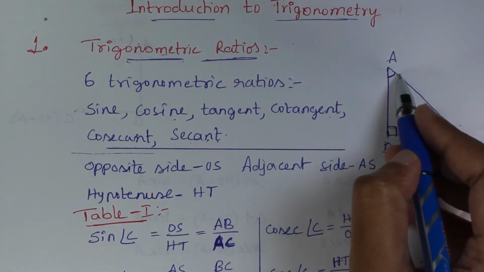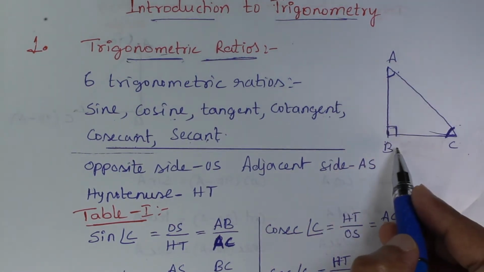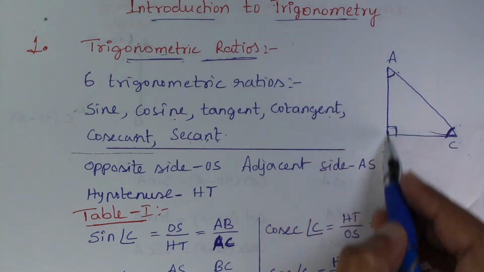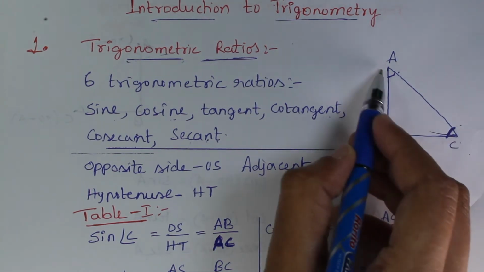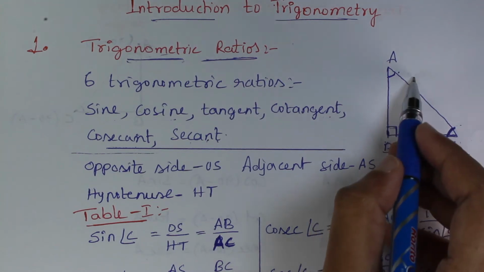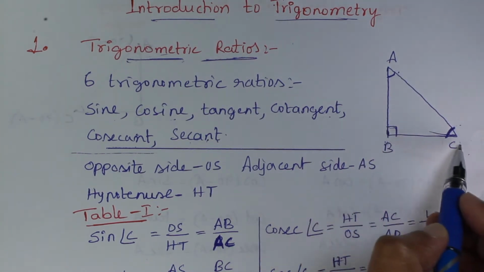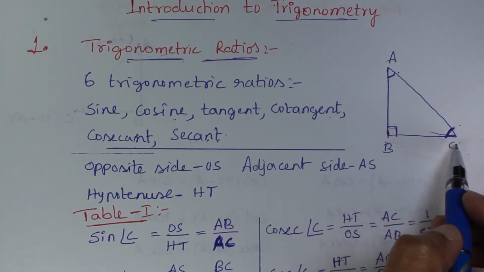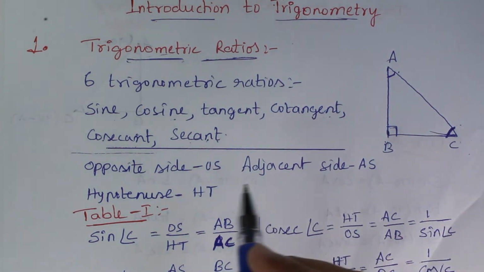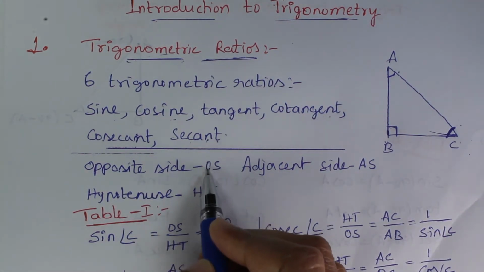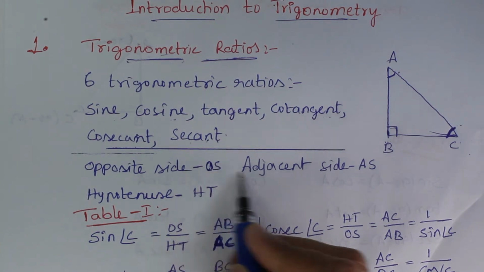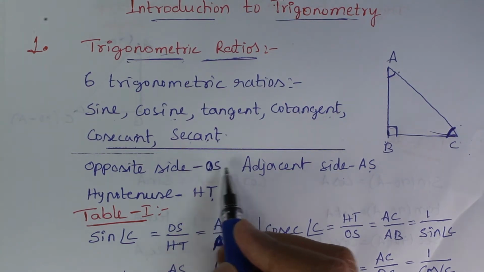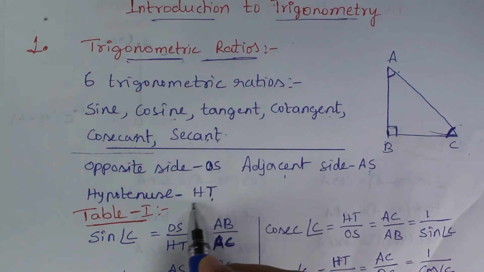Now let us look for angle A. For angle A, what is the opposite side? BC is the opposite side. What is the adjacent side? AB is the adjacent side. And what is the hypotenuse? AC is the hypotenuse. We are going to use this terminology for calculating the trigonometric ratios. That's why I am explaining this concept. Now there are short forms I am going to use: OS for opposite side, AS for adjacent side and HT for hypotenuse.